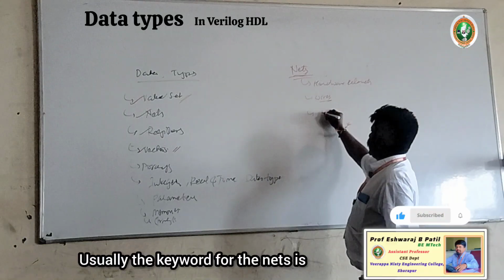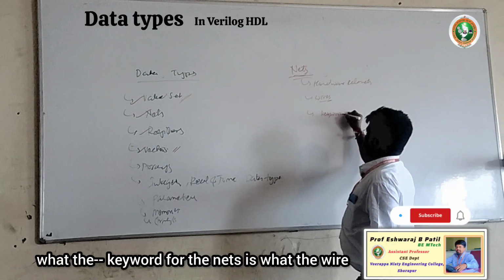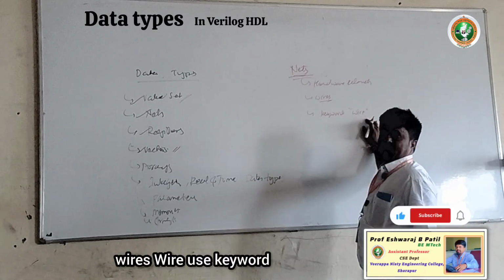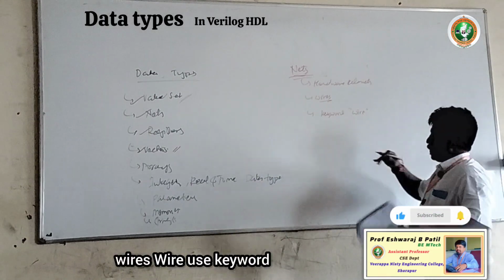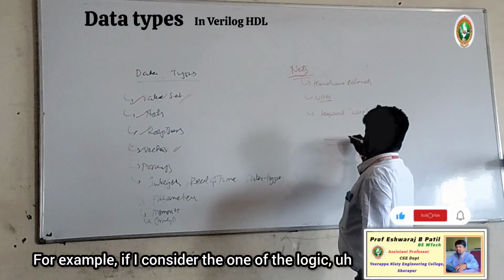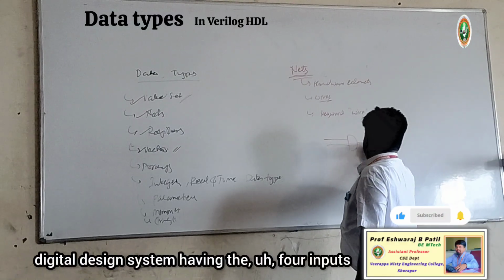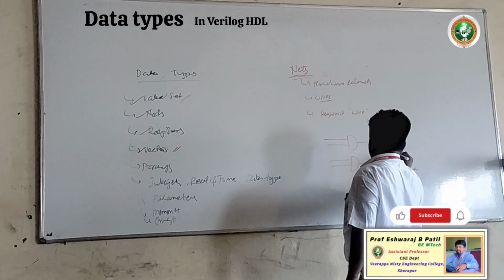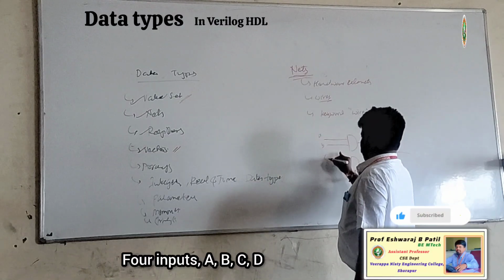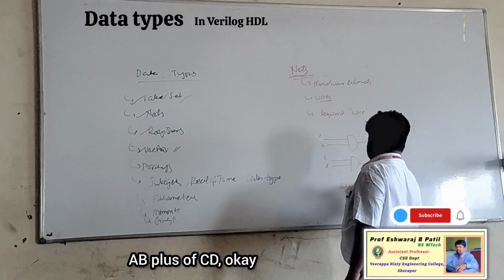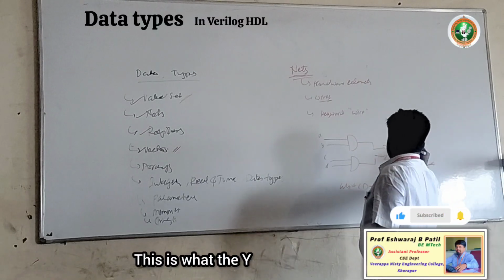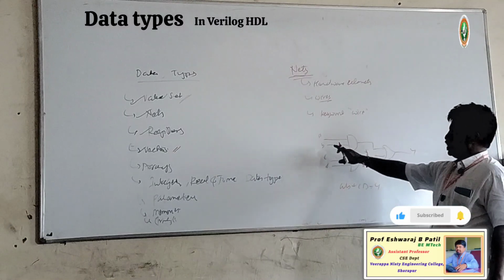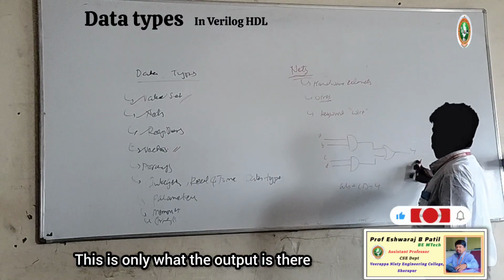Usually the keyword for nets is wire. Only wire must be used as the keyword. For example, consider a digital design system having 4 inputs A, B, C, D, and the function Y equals AB plus CD. These are the 4 inputs, and this is the only output.